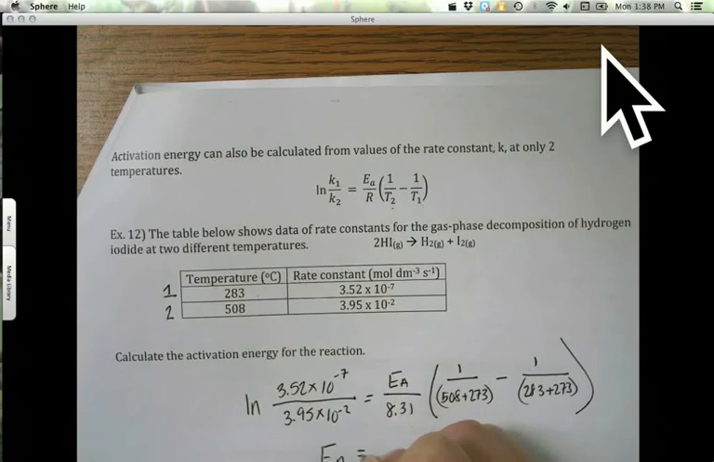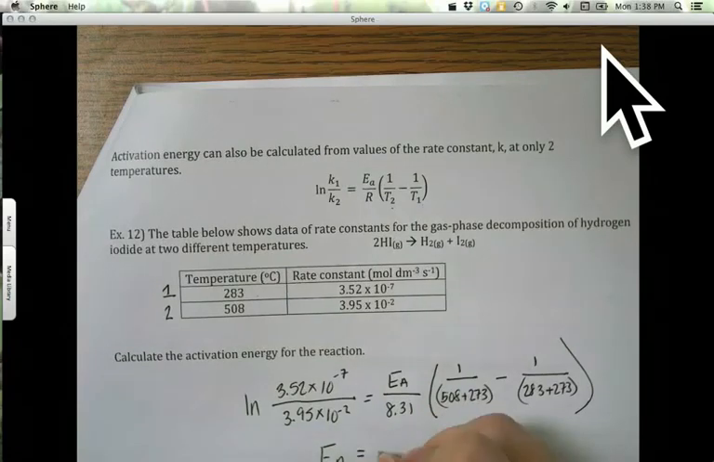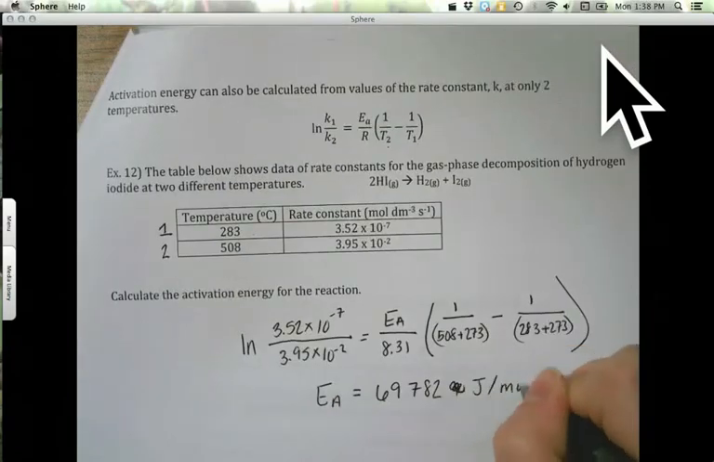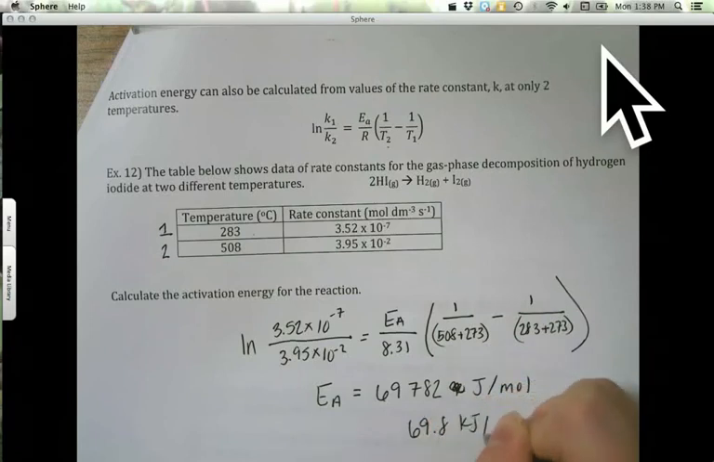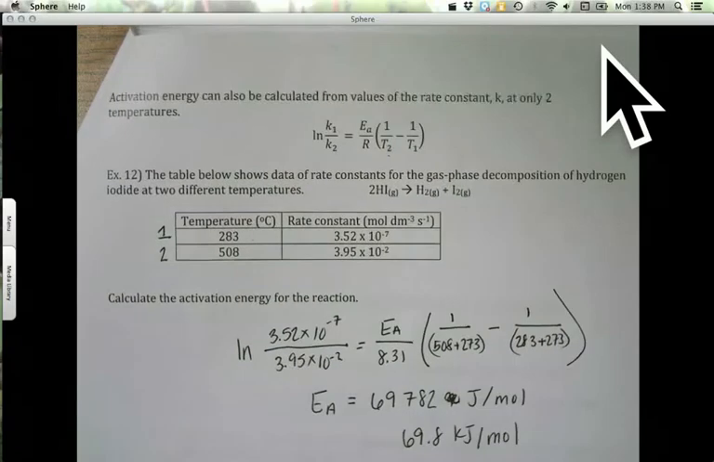And my activation energy comes out to be 69,782, and this is in just joules per mole. So I can make this 69.8 kilojoules per mole. Okay, and there you go.